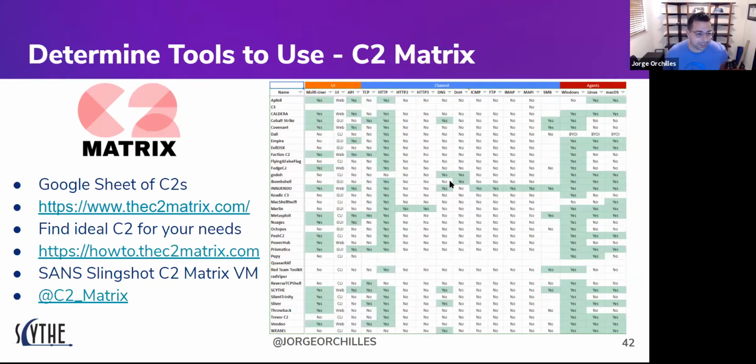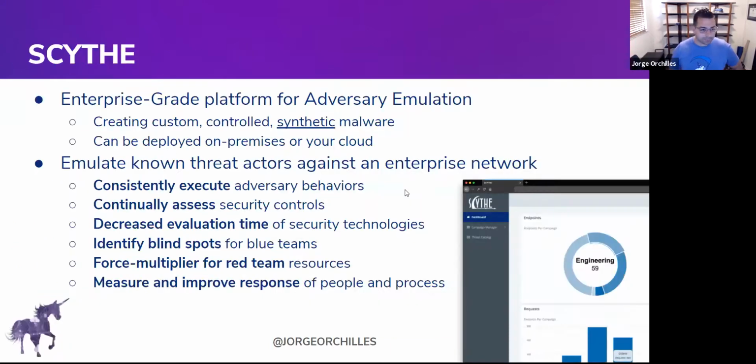The C2 Matrix has, I think, 65 different command and control frameworks that you can play with and allow you to emulate various threat actors and do various TTPs. So check that out. Like I said, we have the virtual machine available here. You can also download the virtual machine for after this workshop if you want to use that. In this case, we're going to use Scythe.